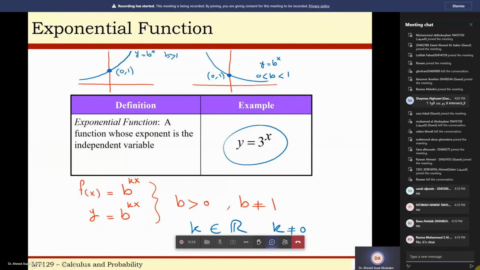0, 1. This is the x and y intercept. If we have increasing, then b is greater than 1. If we have decreasing, b is from 0 to 1. At 0 or at 1, this is not increase and not decrease. This is constant.